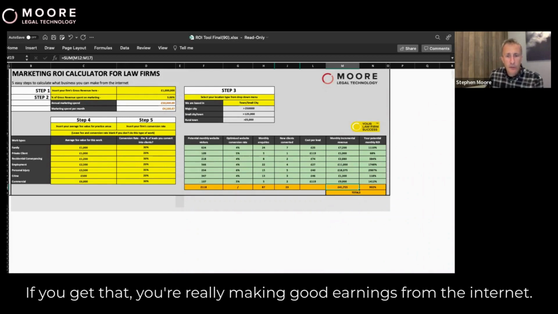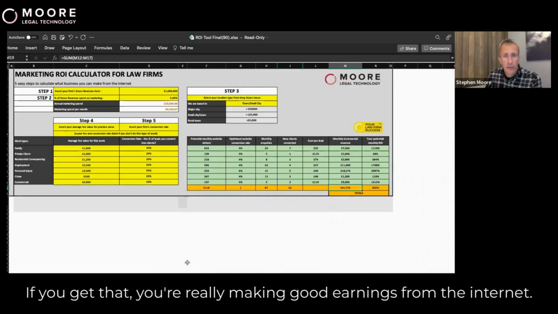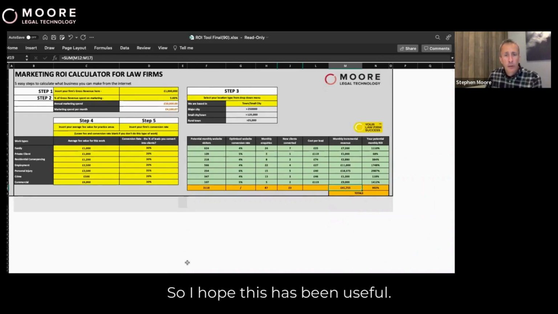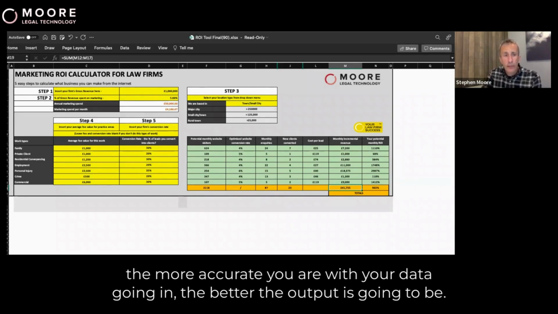I just want to check out sheet 2 here. Nothing really to see here. All the calculations are in behind. So I hope this has been useful. It's a really useful tool to use. As I say, rubbish in, rubbish out. The more accurate you are with your data going in, the better the output is going to be.